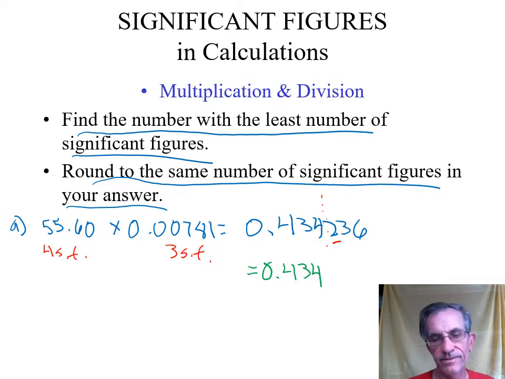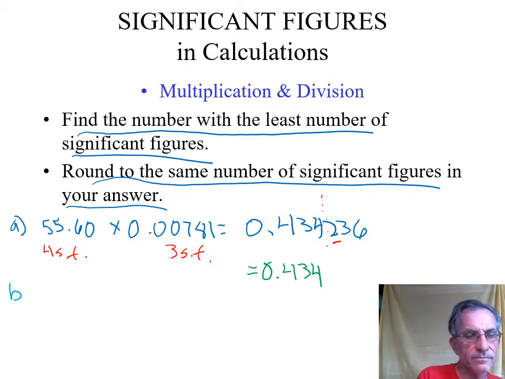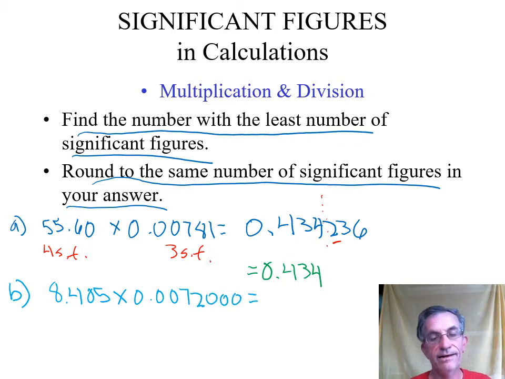All right, let's do another one. We're going to do a couple of these. Let's do this one, B. Let's say I'm doing some math problem in class, and I'm doing this number, 8.405 times 0.0072000. All right, and I want to know the answer.